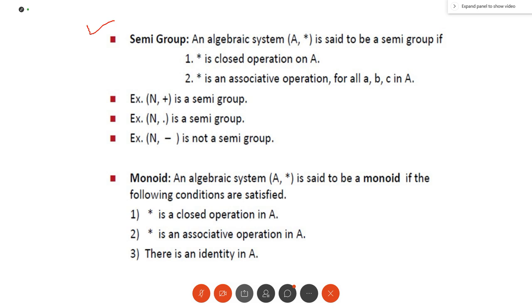Okay, so as I was telling you, a semigroup needs the associative property. Here are some examples of semigroups: N with plus, N with dot. N with minus is not a semigroup, we know already. Then we have what is a monoid. By monoid, we mean that all three conditions hold together: it has to be closed, the operation is associative, and also there is an identity. So closure, associativity and identity give you a monoid.